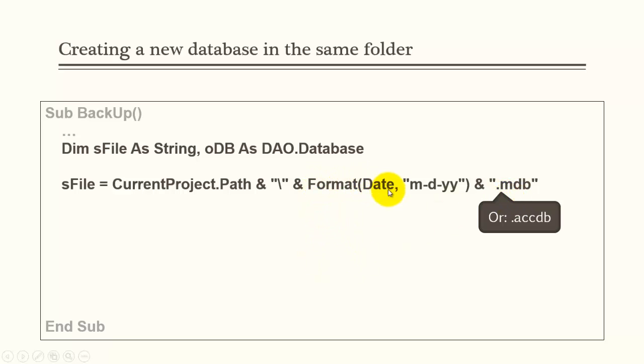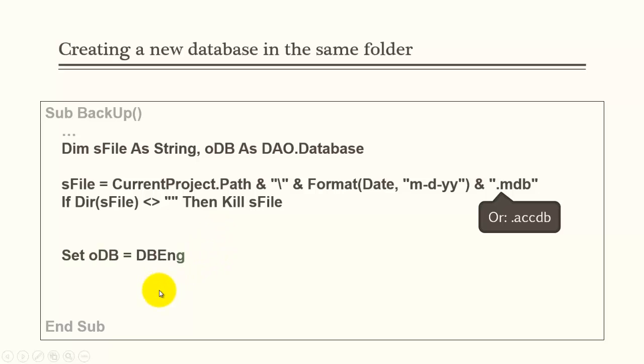And I put a date in there, today's date, in a format of one digit for the month, one digit for the day, two digits for the year. So every day I will have a different database backup. I check if that file exists already, because you might happen to do this twice on the same day. The Dir function will give you either a non-existing value, if that's the case. If it's not non-existing, that means that S file exists already, then kill that file, S file. Then we have to create a new database.